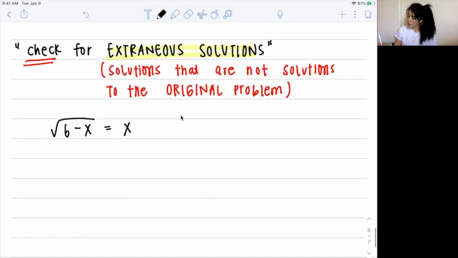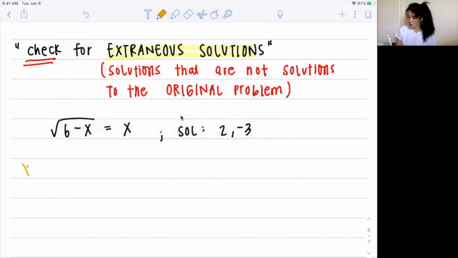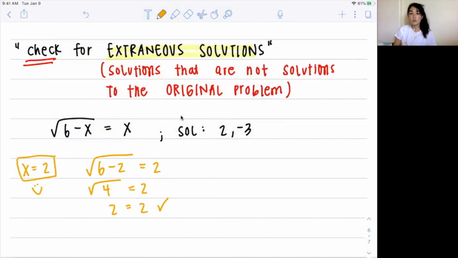All right, and then the two solutions that we got when we solved this were +2 and -3. So what I'm going to do again is go ahead and check those. Let's check when x is equal to 2. I'm going to plug that in here. This would be the square root of 6 minus 2 is equal to 2. Go ahead and simplify that. 6 minus 2 is going to be 4. Remember, pretend like there's a parentheses around those values there, so solve what's inside first. Square root of 4 is equal to 2, and 2 is equal to 2. So what that means is that x is equal to 2 would be a solution here. It works in this problem.